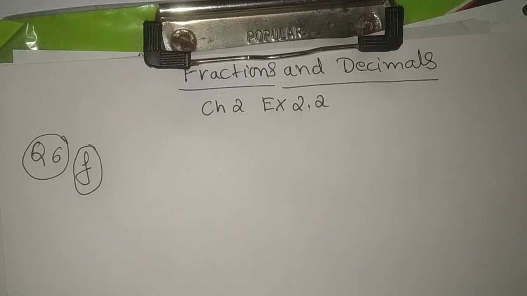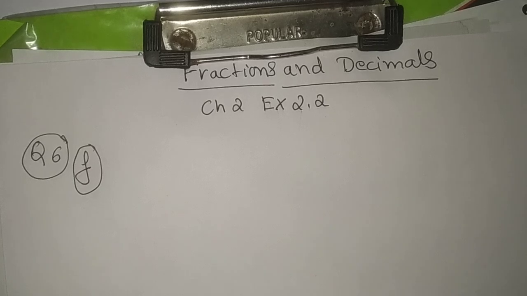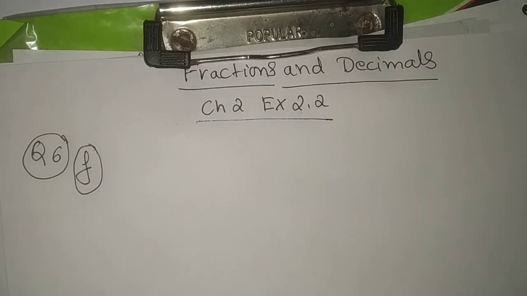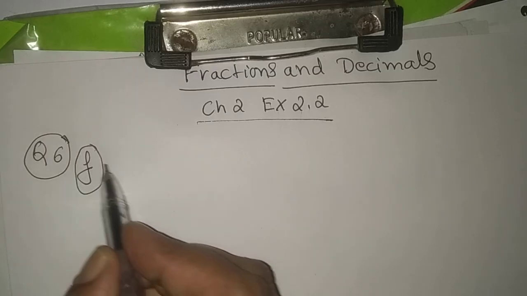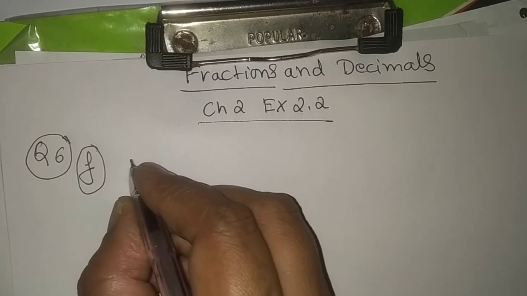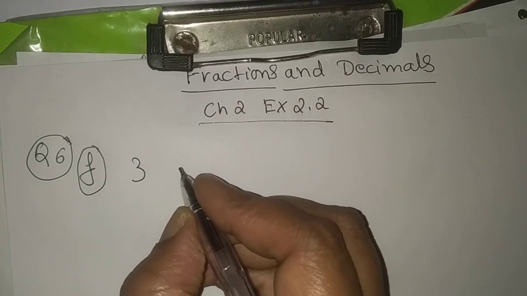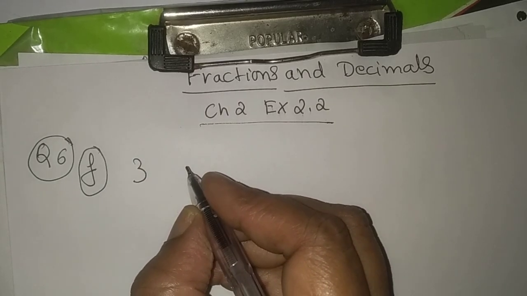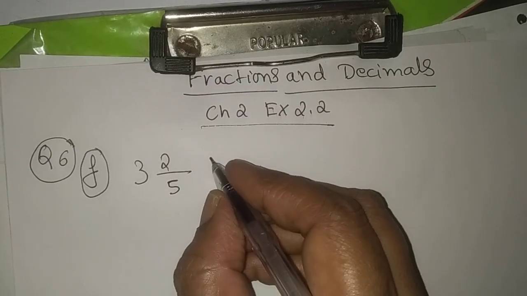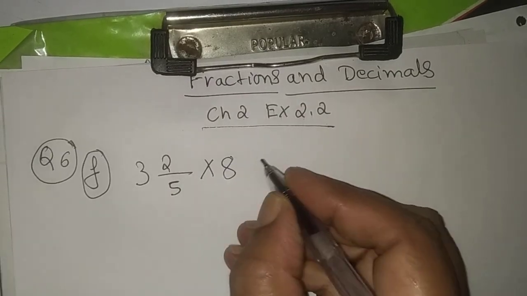Welcome back, students. In this class of fractions and decimals, chapter 2, exercise 2.2, we continue with question 6, that is, f is left out. So what is the problem? That is, f is 3 2 by 5 into 8.